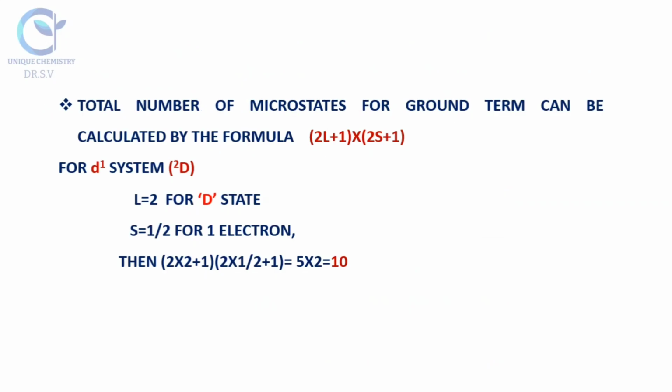The total number of microstates for a ground term can be calculated by the formula (2L plus 1) into (2S plus 1). For the d1 system, it's a doublet D. L is equal to 2 for the D state, and S equals 1 by 2 for only one electron. Then, by applying this formula, 2 into 2 plus 1, into 2 into 1 by 2 plus 1, is equal to 5 into 2, which is equal to 10. So this is the formula we can use for a ground state term to find out the microstates.